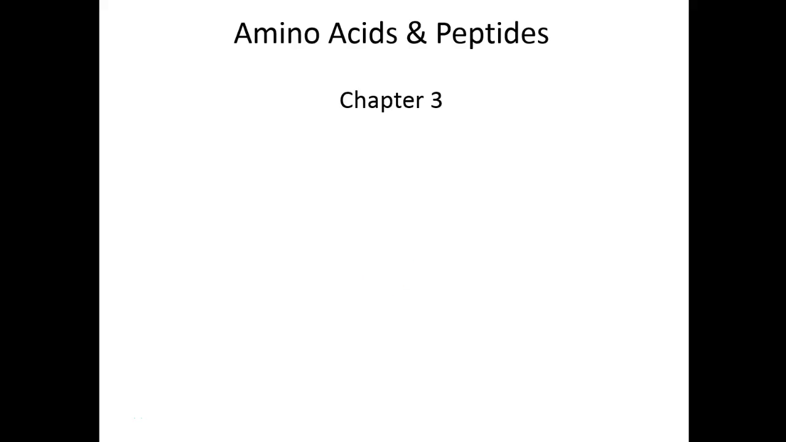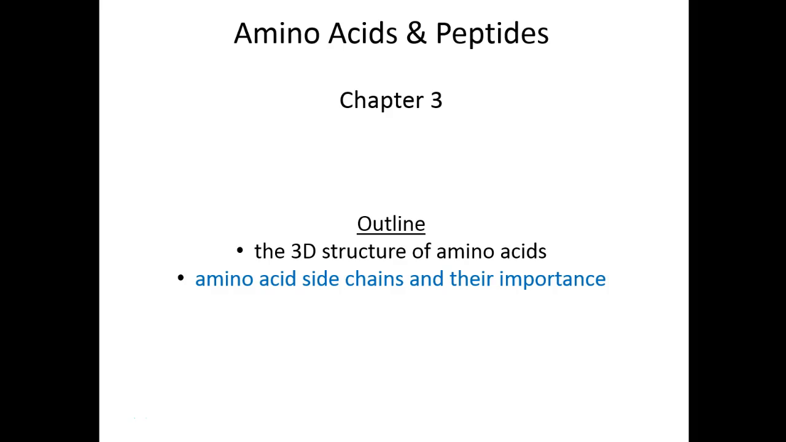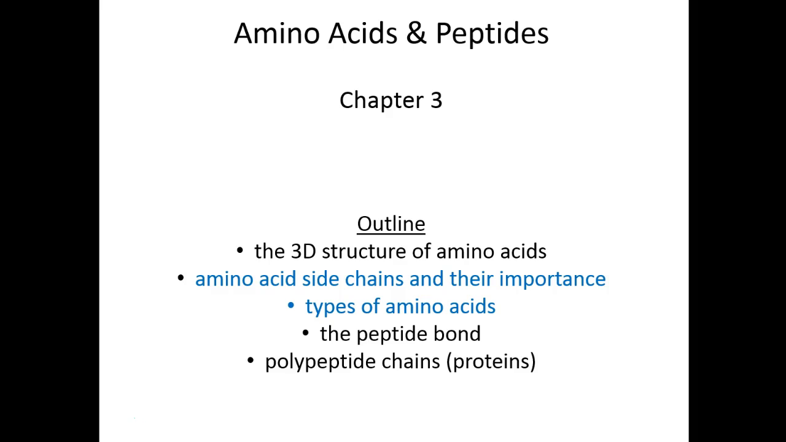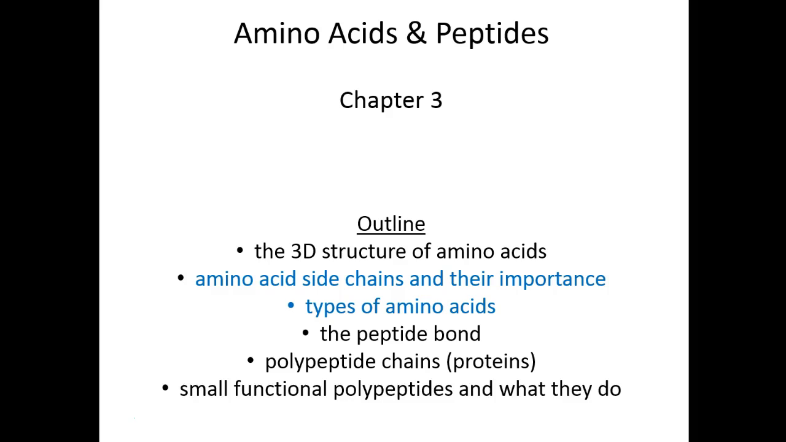All right, so let's keep a good thing going. We'll pick up right where we left off and talk about amino acids individually and specifically here. But just to give you a frame of reference, we already talked about the three-dimensional structure of amino acids in general, and we used the first portion of this lecture to talk about the things and properties that amino acids share in common across all 20. Here we'll talk about the individual side chains and their biochemical importance, different types or categories of amino acids as well, and then the last part of this lecture series will focus on the peptide bond, polypeptide chains, and small functional proteins and what they do.